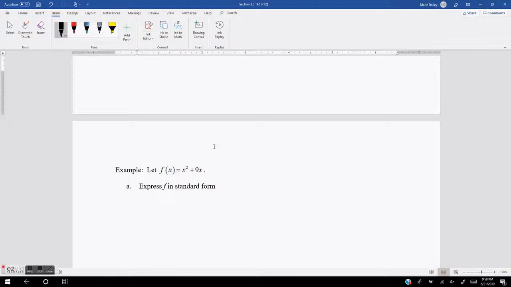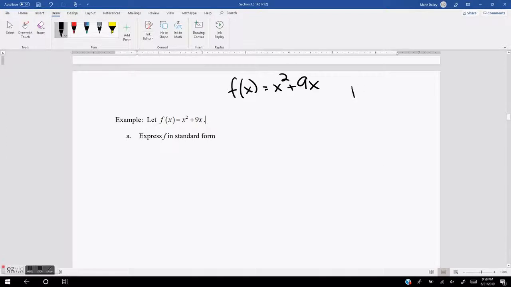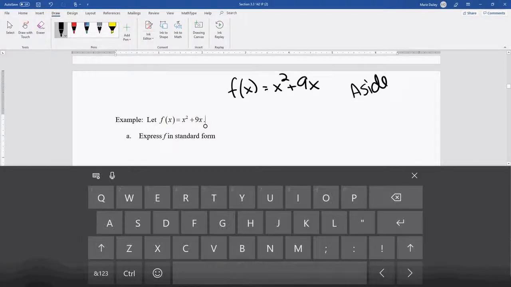As you take a look at this, the first thing you notice is that it does not have a c term. And that's perfectly fine. That's not a problem at all. We can still work it totally fine. So just like before, f of x equals x squared plus 9x. There's no constant term to move over, so we're good from there. Let's start working on our side.